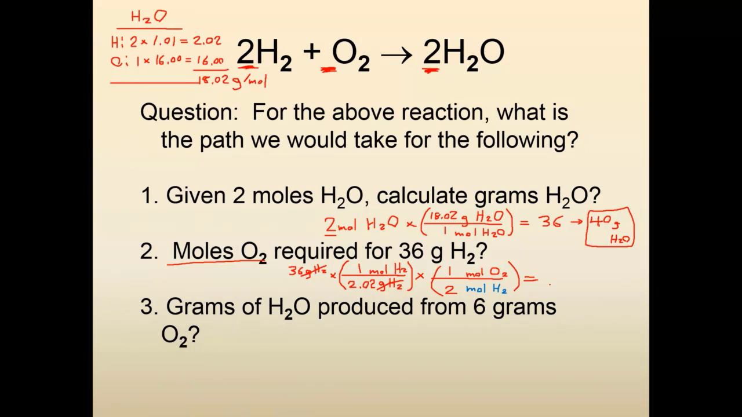Not 18, I think somebody said 18. Remember, I have to divide by everything on the bottom. So 36 divided by 2.02 divided by 2. That's right, 8.9. Very good. Round to the appropriate number of sig figs, it should be about 8.9. 8.9 moles of O2.